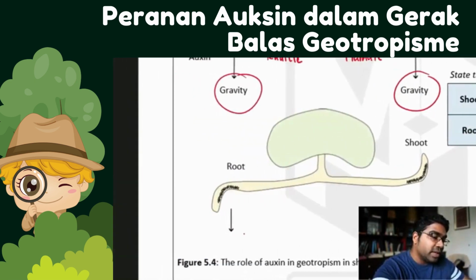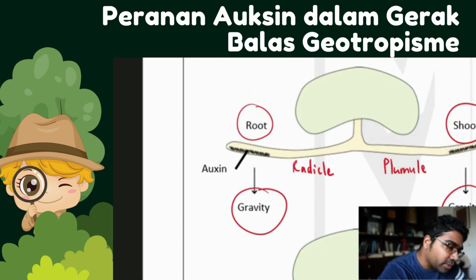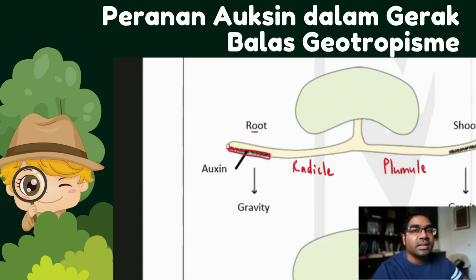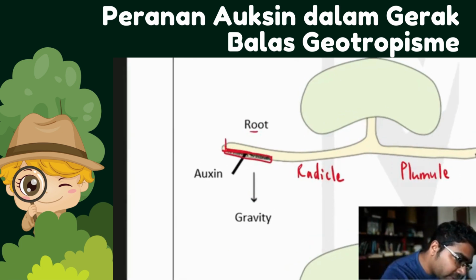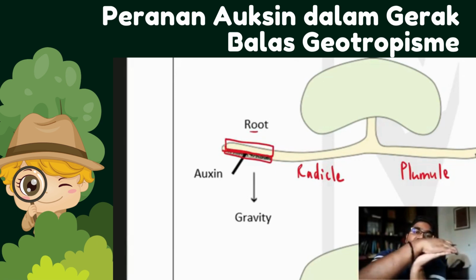Let's see the effect of that in this plant. Auxin gathers on the bottom part of both the shoot and the root. However, due to its different effects, the direction of growth will be different. Here, auxin is gathered at the bottom, so the bottom part of the root, since auxin inhibits cell elongation in the root, what will happen is, the top part of the root, there will be a higher rate of cell elongation. Cell elongation will occur faster here. So what will happen is, the top will grow faster than the bottom.